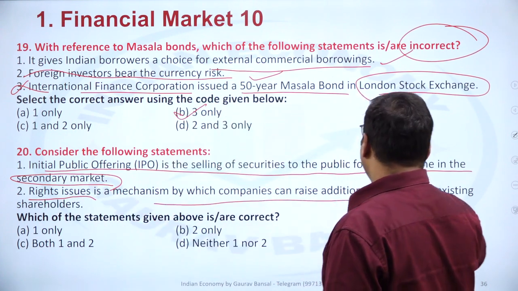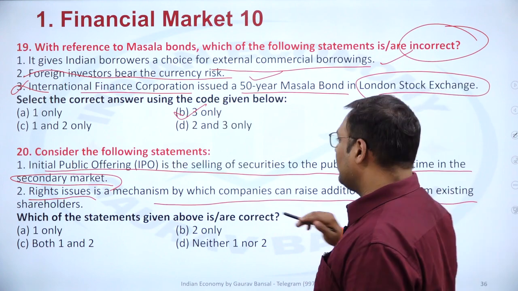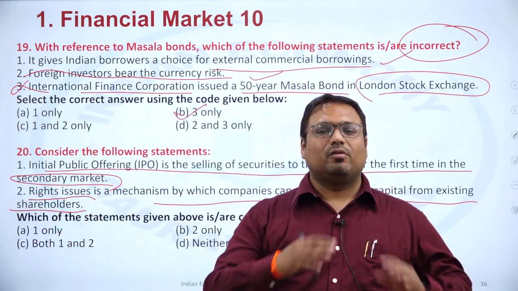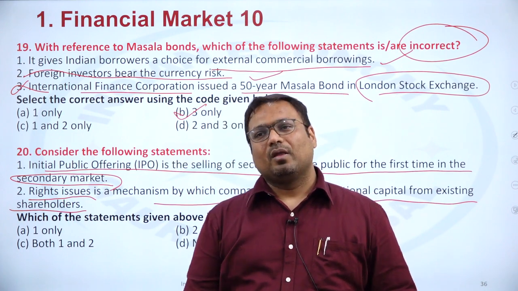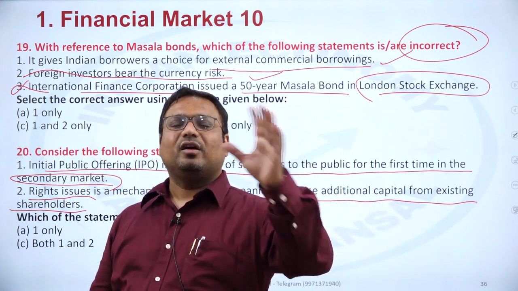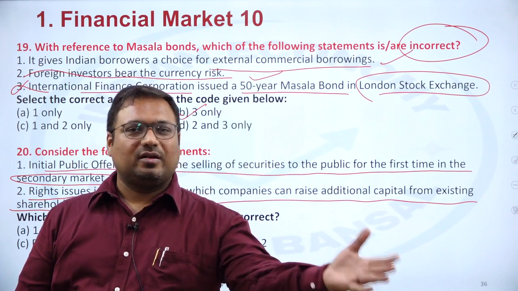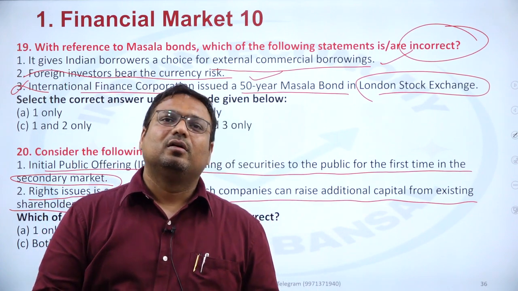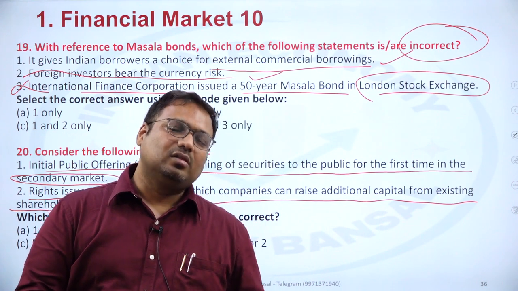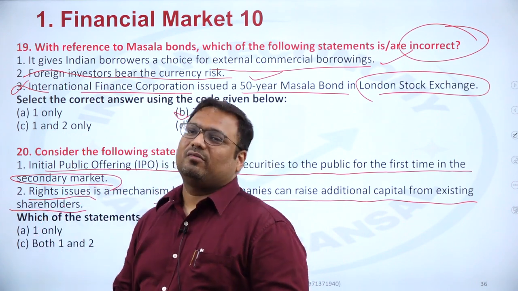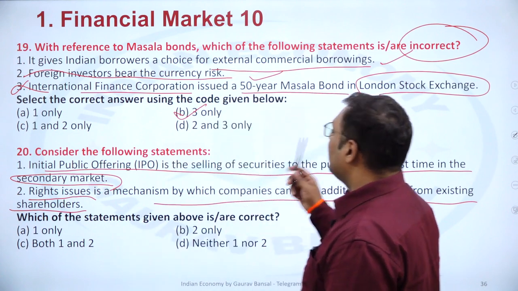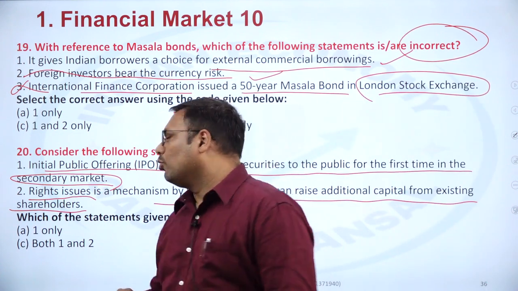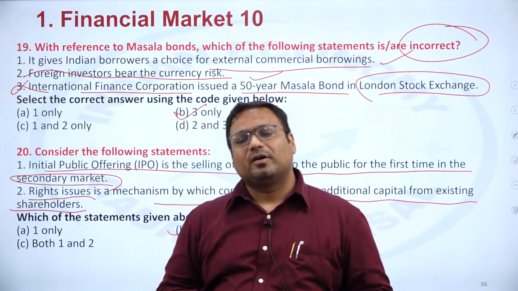It is a mechanism by which a company can raise additional capital from existing shareholders. That is correct. Basically, the company issues an offer to the existing shareholders that we are ready to give you shares at a discounted price. We want to give additional shares in the market. So they get the first right to subscribe in the case of a rights issue. So B is the answer. Two only. With this, we have completed this session.